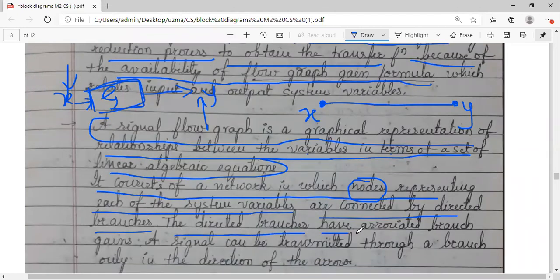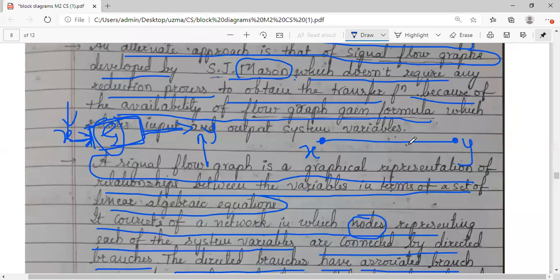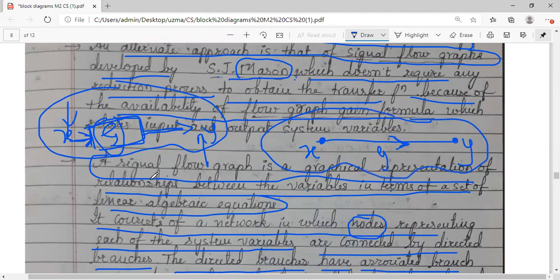The directed branches have associated branch gains. As I told you, the value here is G, X is the input, and output is Y. So from X towards Y, I can draw an arrow, and here I can write G, which is the gain. For this block, I have drawn the signal flow graph. That's it. Represent whatever variables there are with nodes, whatever blocks you have with branches, and each branch will have the associated gains.